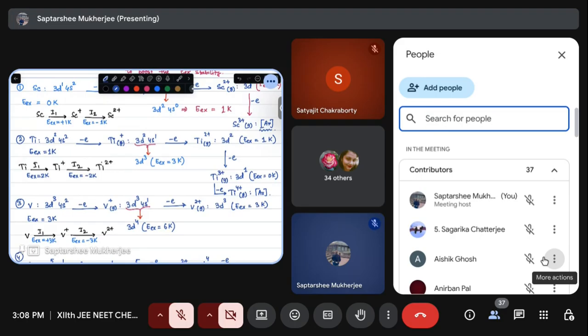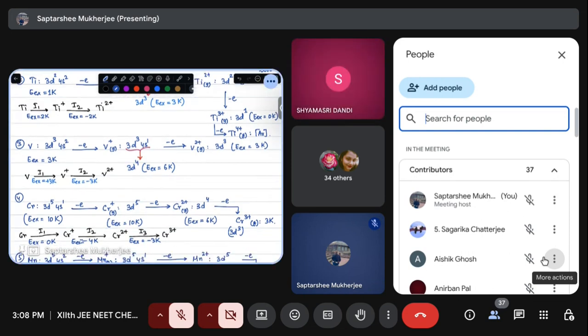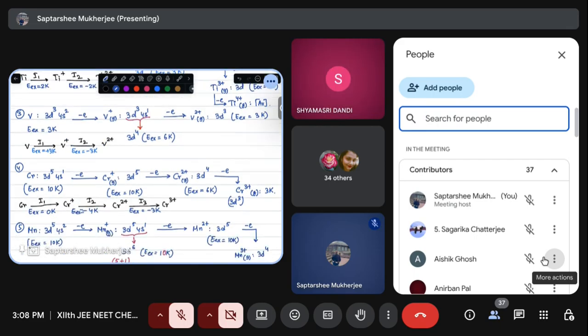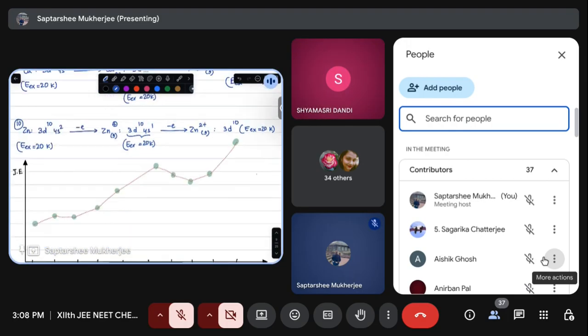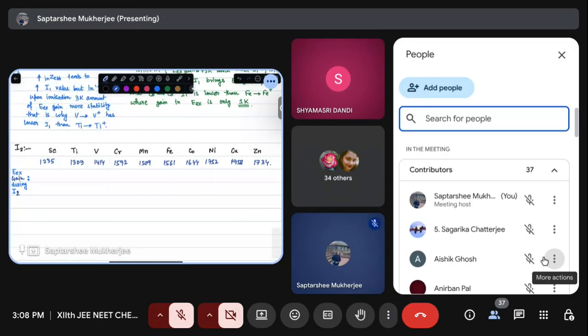For vanadium? Minus 3. For chromium? Zero. Huh? Loss in exchange energy or gain? Minus 4. For manganese? Zero. Okay, till manganese let us note it down. So it is minus 1K, 2K, 3K, 4K. For manganese how much was it? 0.